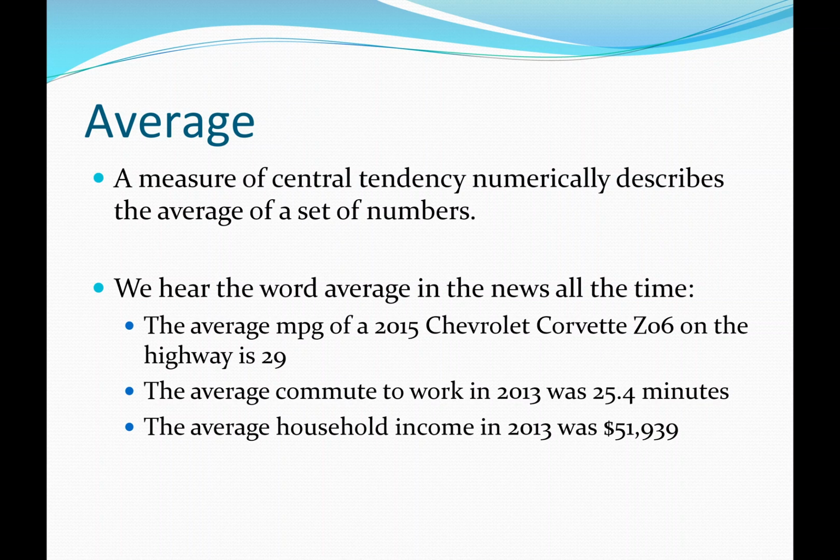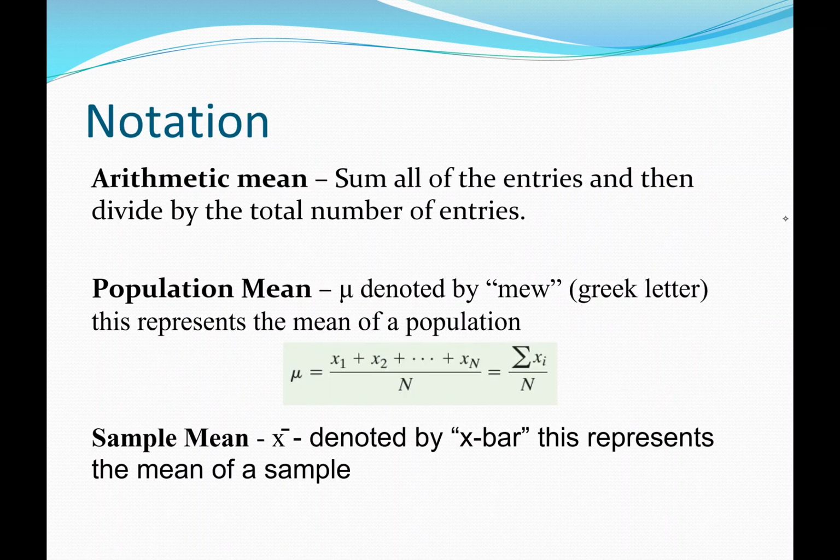The average miles per gallon on a car is 29 miles per gallon. The average commute to work was 25.4 minutes this year, and the average household income in 2013 was $51,939. Okay. Notation. So sum all the entries and then divide by the total number of entries, and for the population, the mean is mu.